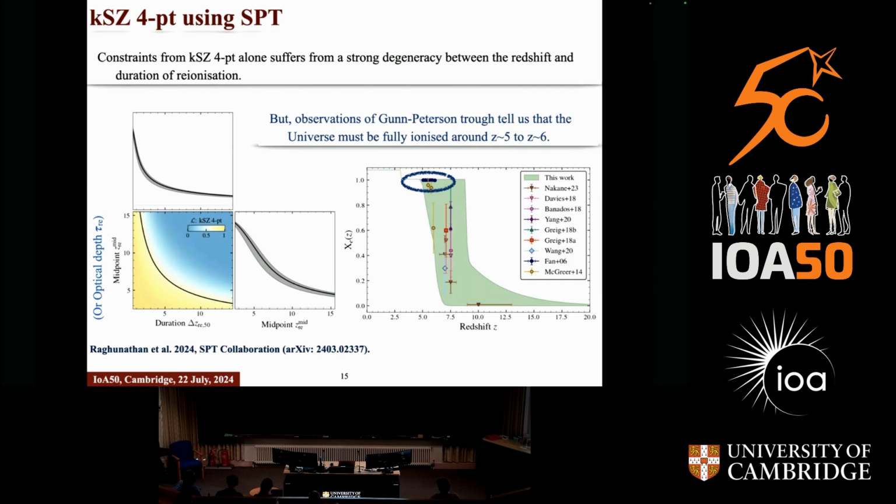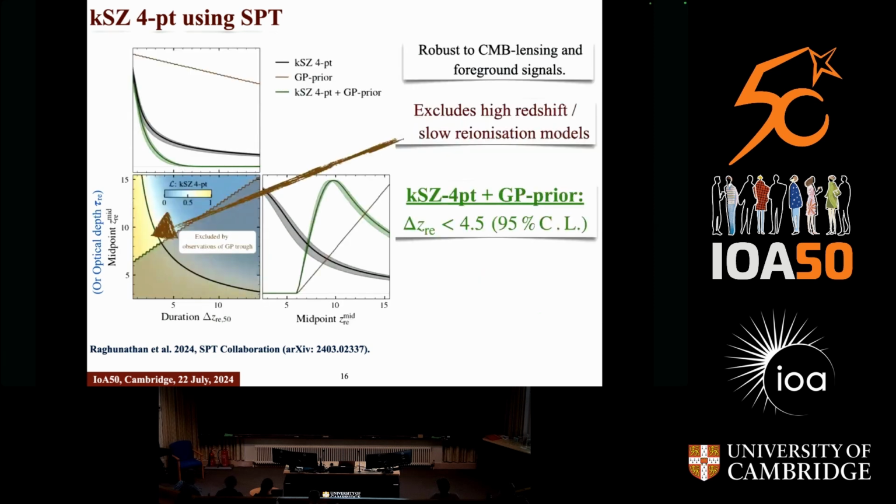However, we do have observations of other things, for example from the Lyman alpha forest, the Gunn-Peterson trough, that was observed by multiple groups, which says that the universe must be fully ionized around redshift 5 to 6. So we could use this information and combine that with the KSZ 4-point, and then we end up in this really small window because all the other things are excluded by the Gunn-Peterson trough. So when we combine KSZ with the Gunn-Peterson trough, we set pretty strong constraints on the duration of reionization, which we get as 4.5. This is a 2 sigma limit. So we don't detect the KSZ 4-point, but we are still able to set constraints on reionization using this non-detection.